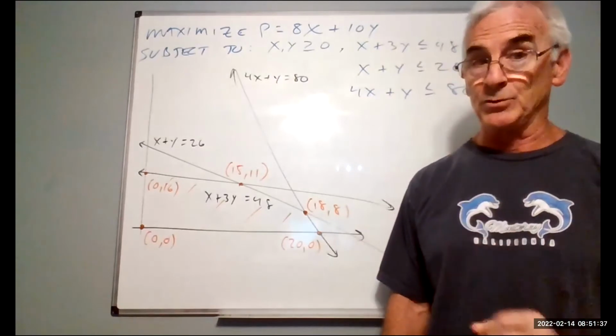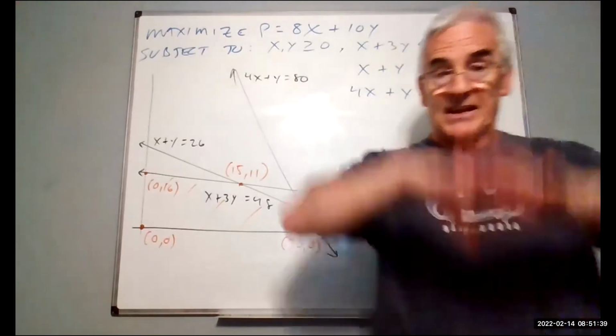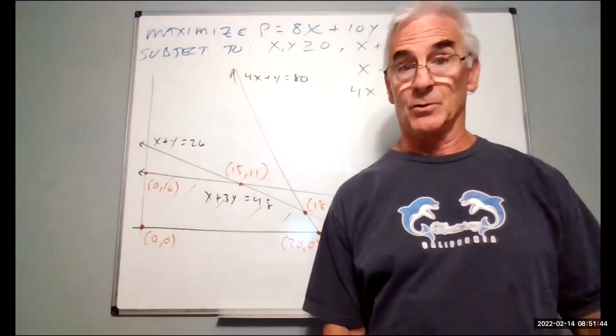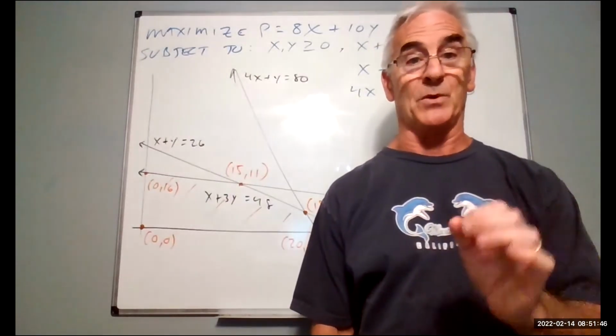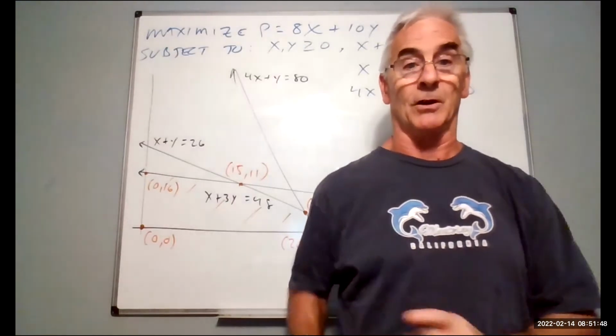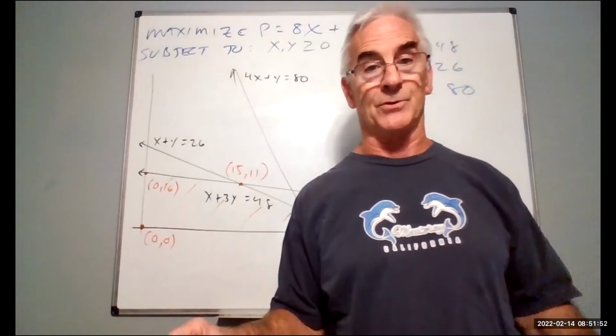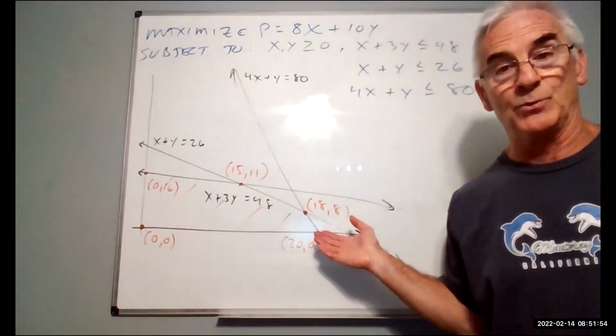Now in Calc 3, we do this with regions, if you remember. We take the derivatives, set them equal to 0, use the Hessian matrix, do all this stuff, and find where the maxes and mins can occur. But if you have a bounded region, then you also have to look at the boundaries. It's the same thing. I have a bounded region.